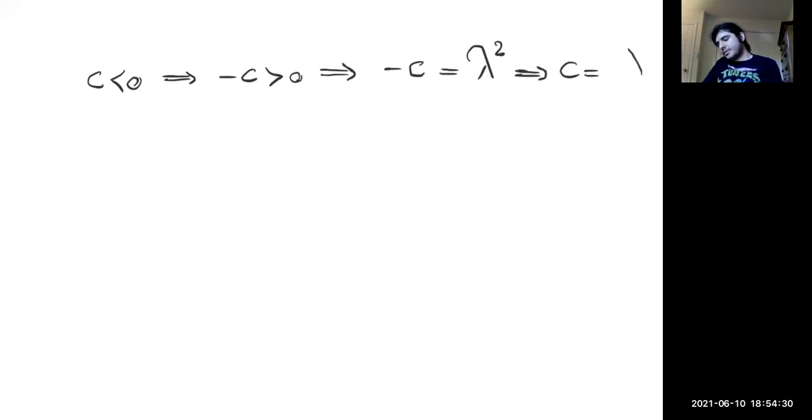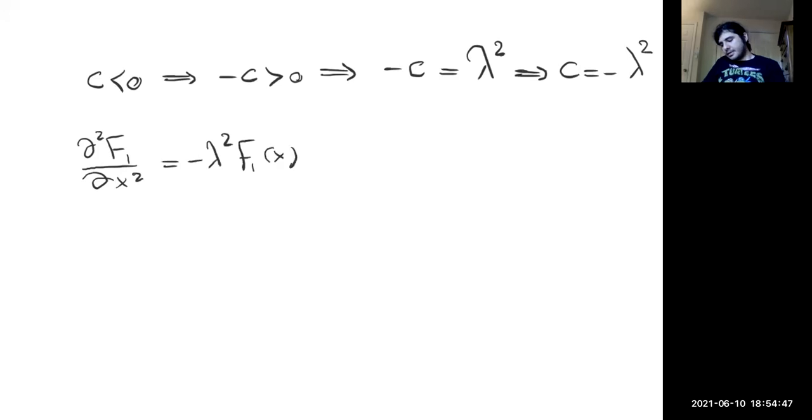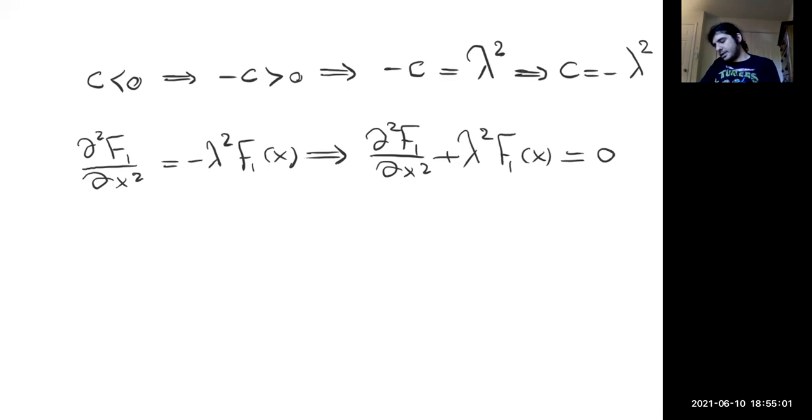Well, if C is negative, minus C would be positive. So minus C is equal to some number squared, call that lambda. So C would be minus lambda squared. We had two equations. One was the second derivative of f1 with respect to x, which should be equal to minus lambda squared times f1 of x. We can take the right-hand side to the left-hand side. We see the second derivative of f1 with respect to x plus lambda squared f1 of x is equal to 0. Let's call that equation number 1.